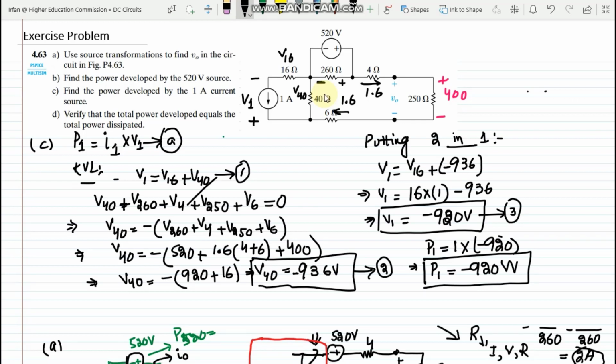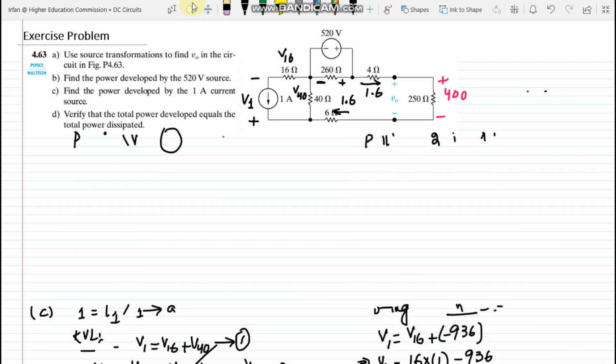In order to verify the total power developed equals the total power which is dissipated, we have already found out all the values. So we have already found out all the generated powers by the sources. So now in order to verify that all the powers which are dissipated are equal to the powers which are generated by the sources, we have to see that the power generated by P1 source plus P520 is equal to the powers which are dissipated across the 16 ohm resistor. So this would be equal to P16 plus P40.